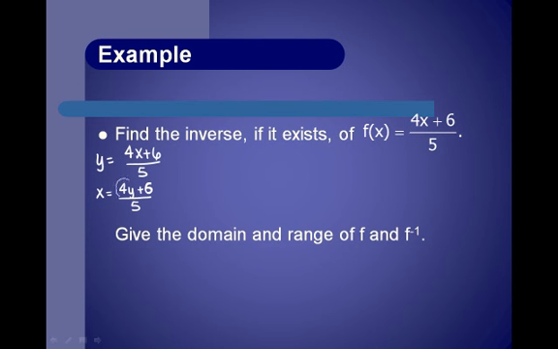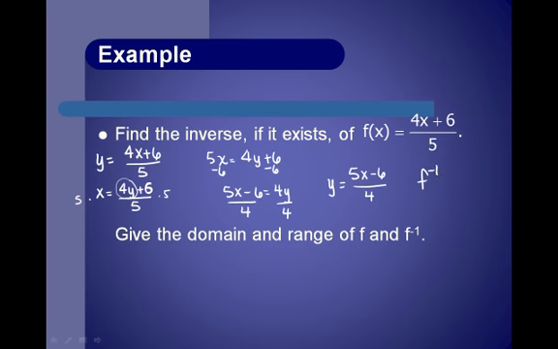Well, here's our y term up here in the numerator, so the first thing we're going to do is multiply both sides by 5. So we get 5x equals 4y plus 6. Then we're going to subtract 6 from both sides, so we get 5x minus 6 equals 4y. Then to get y by itself, we're going to divide both sides by 4, so we get y equals (5x minus 6) divided by 4.